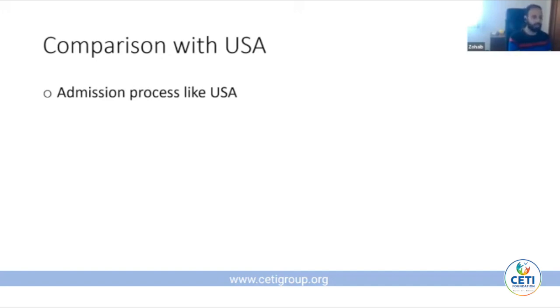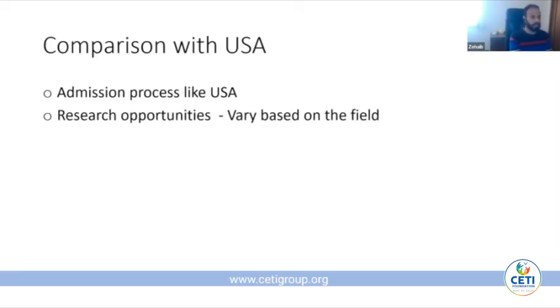So if you want to keep a balance, I would suggest applying to both the US and Canada, if Canada is an option for you. The research opportunities, again, vary based on the field. In Canada, a couple of things are pretty hot, for example technology and electronics and ECE. University of Waterloo is well known for CS and ECE-based engineering programs.